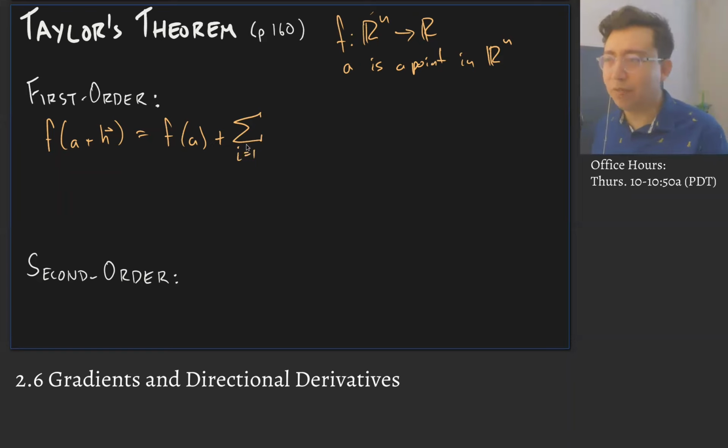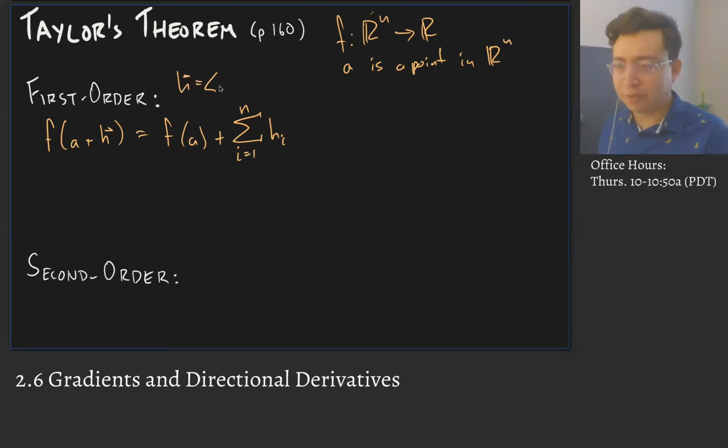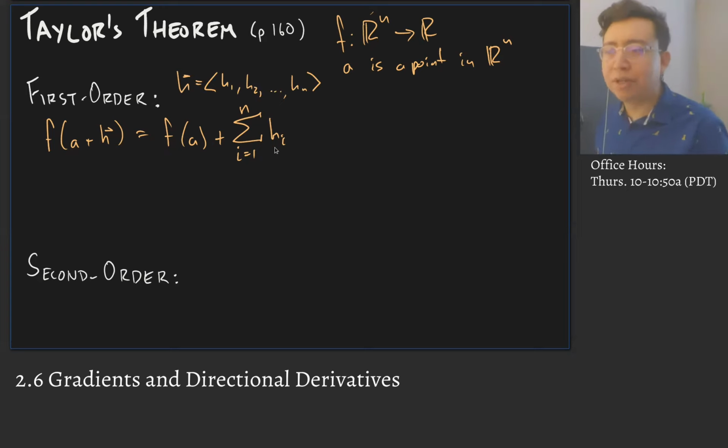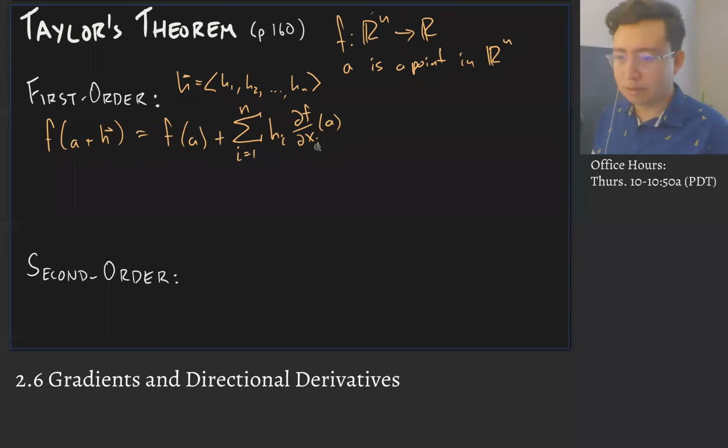So the sum is going to go from 1 up to n. And now the sum is going to add up hi. So the vector h is equal to h1, h2, all the way up to hn. So hi is just the ith component of this vector. And then we're going to multiply this by the partial of f with respect to xi, evaluated at a.